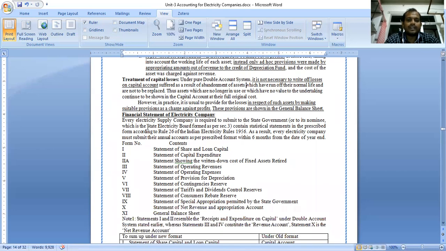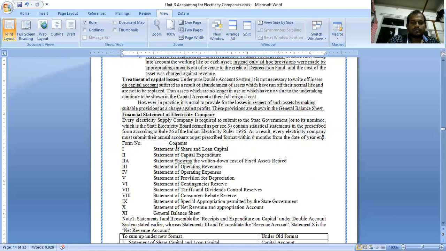So, financial statements of an electricity company. Every electricity supply company is required to submit to the state government statistical statements in the prescribed form according to Rule 26 of the Indian Electricity Rules 1956. As a result, every electricity company must submit their annual accounts as per the prescribed format within 6 months from the date of closing. So these are the statements prescribed in the Indian Electricity Rules 1956.